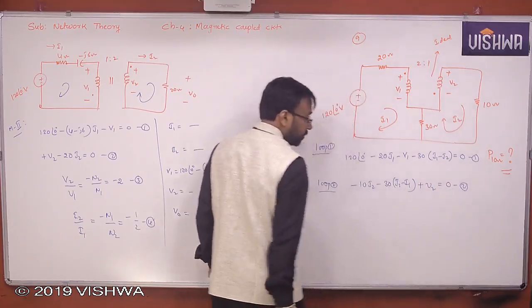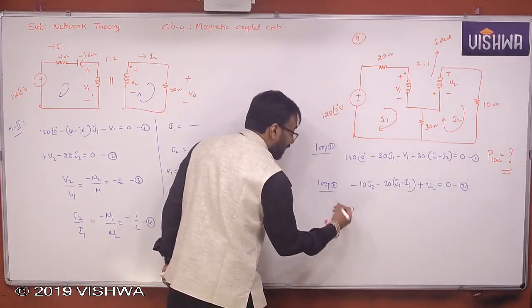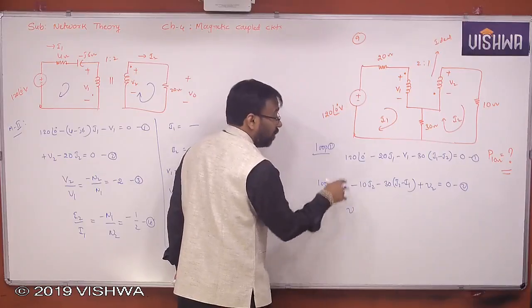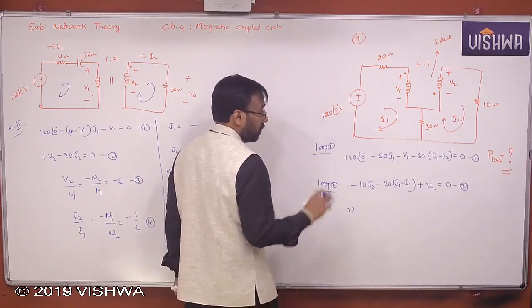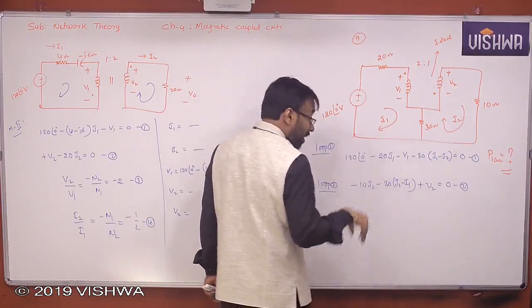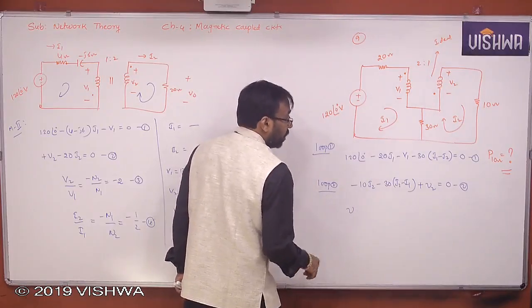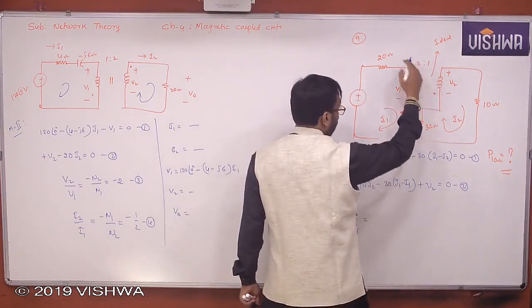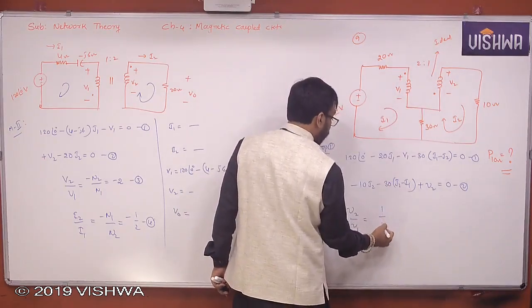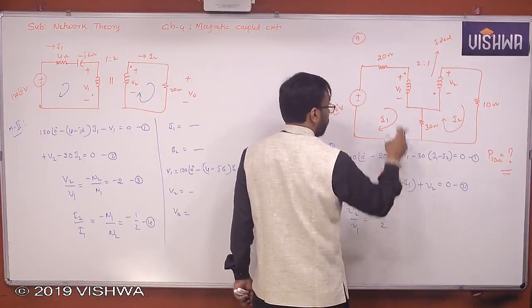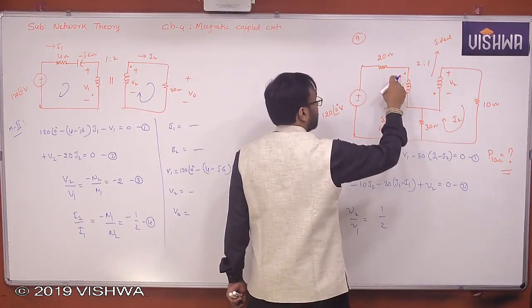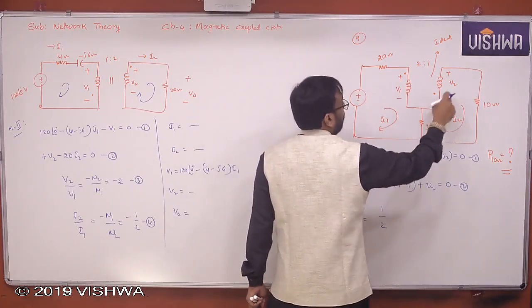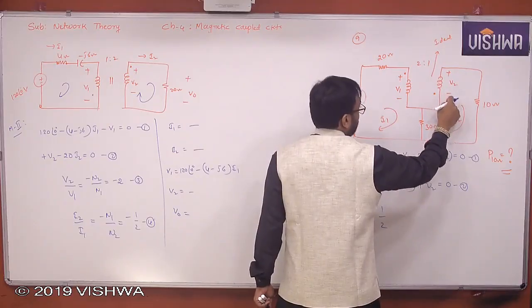That's it. Now another relation. These are the two relations. But how many variables are there? 4. V1, V2, I1, I2. I need another two equations. What are they? Look at this. V2 by V1. What is the relation between these two? 1 by 2, right? 1 by 2. But positive or negative, that you have to see. A dot plus is there. Plus is supposed to be there, but minus is there.